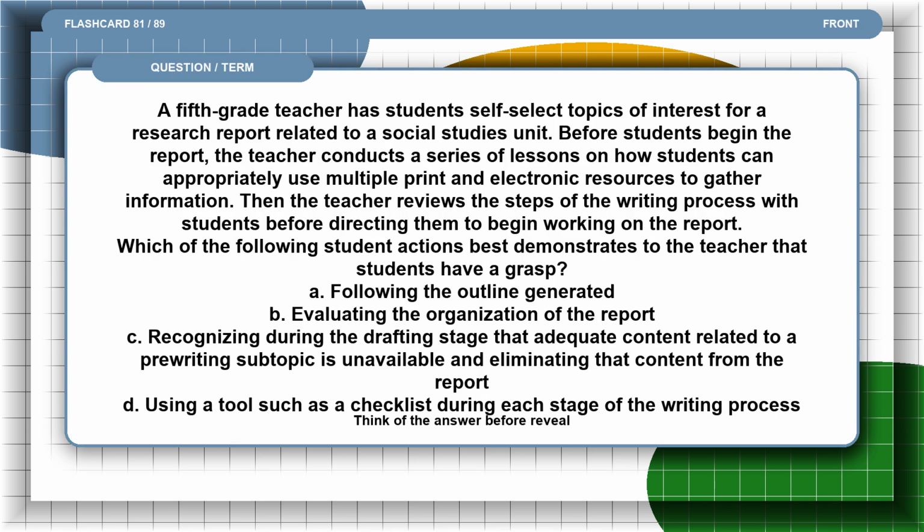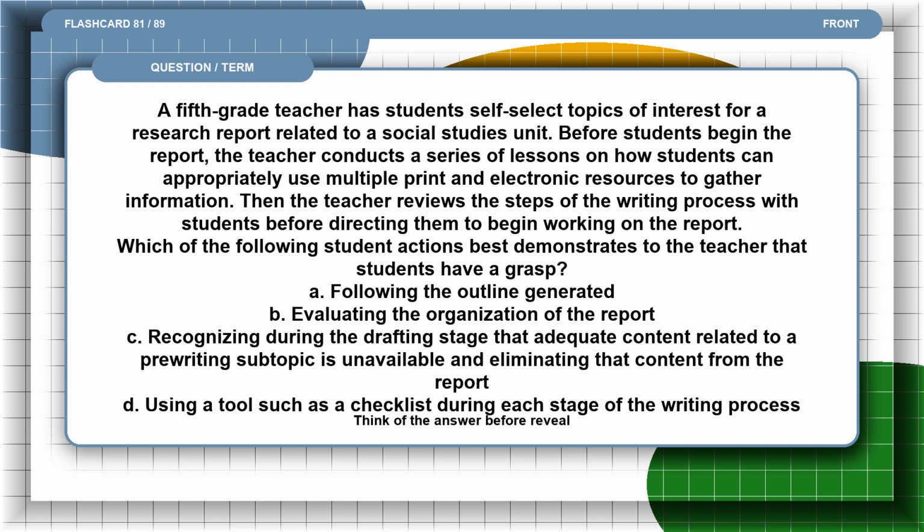Flashcard 81. A 5th grade teacher has students self-select topics of interest for a research report related to a social studies unit. Before students begin the report, the teacher conducts a series of lessons on how students can appropriately use multiple print and electronic resources to gather information. Then the teacher reviews the steps of the writing process with students before directing them to begin working on the report. Which of the following student actions best demonstrates to the teacher that students have a grasp?